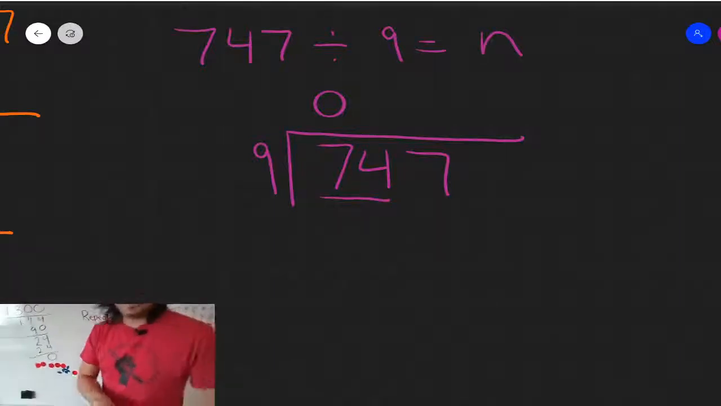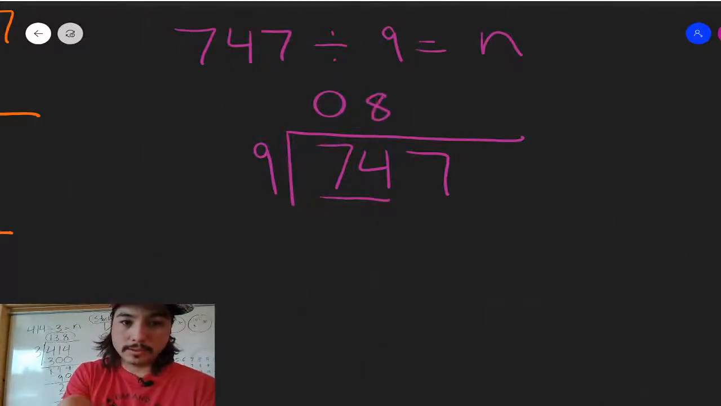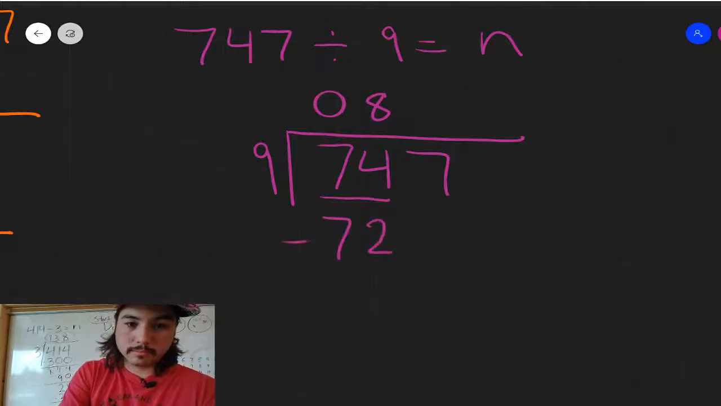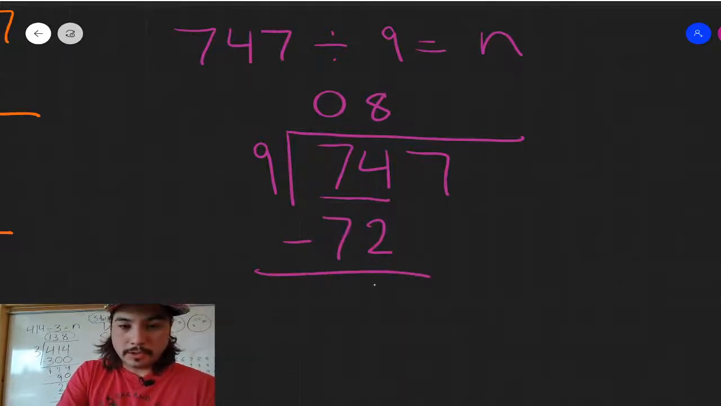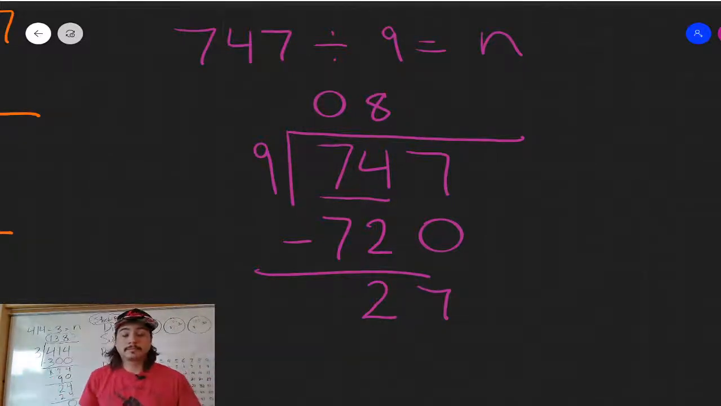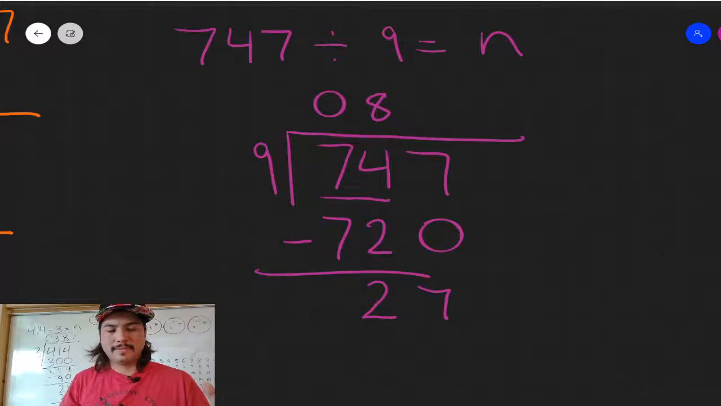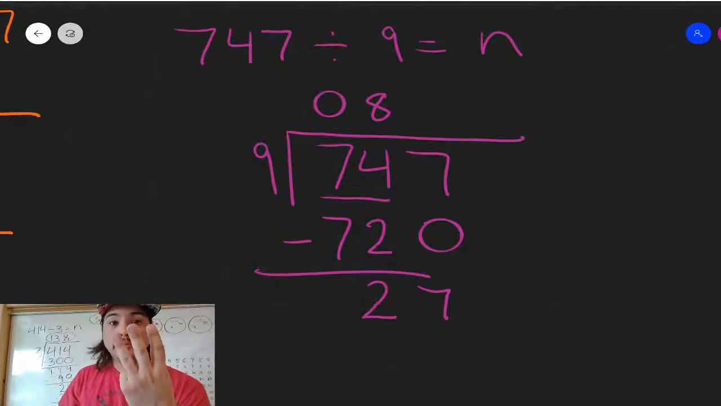So we're going to put 8 in our tens place up there, and then we're going to subtract 72 tens. 74 minus 72 equals 2. Oh, don't forget about our ones. That's why I put a 0 here. Ta-da. Now we're left with 27 ones. 27 ones. Okay? 27 divided by 9, or 9 times what is 27? That's a fact, right? 9, 18, 27.